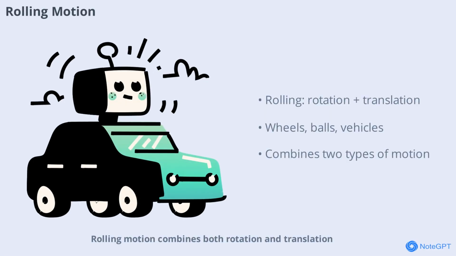Rolling motion combines both rotation and translation. When a wheel rolls down a hill, it spins around its axis while also moving forward. This type of motion is common in everyday life, from cars driving on roads to balls rolling across the floor.